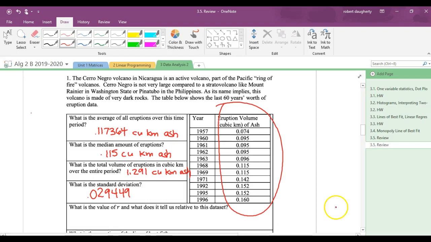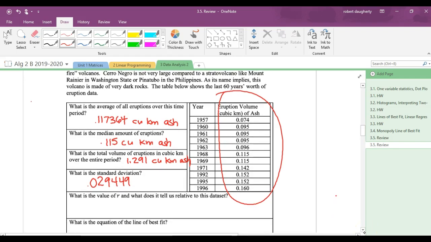What is the value of R, and what does it tell us relative to this data set? Okay, the minute I move into talking about R, I'm talking about correlation. So correlation involves two data sets, okay? So which of these data sets is my independent variable? Which of these things is just happening and I'm not doing anything to it, and which of these things am I measuring because I'm interested in studying it? Well, the years roll by without you interested in studying them. So the years, that's going to be my independent variable. What I'm really interested in measuring and studying and quantifying is this cubic centimeter of ash.